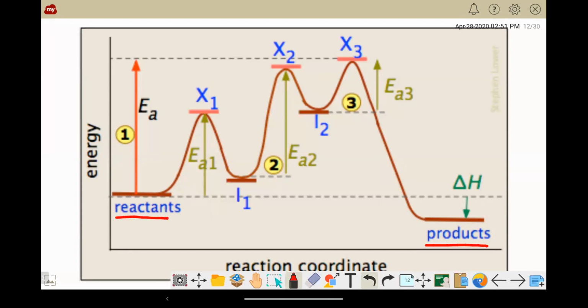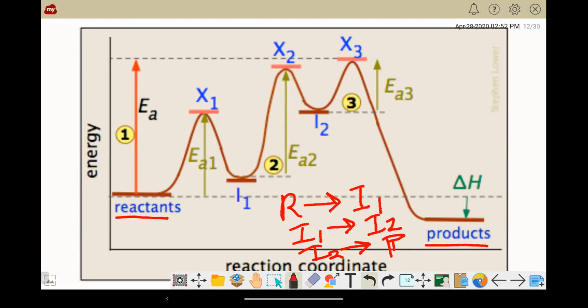When we look, though, at the process by which the reaction happens, you can see that this reaction happens through a three-step mechanism where the reactants become intermediate 1, intermediate 1 becomes intermediate 2, and intermediate 2 becomes the final product. And those are a series of steps that the materials will go through until we finally get to products.